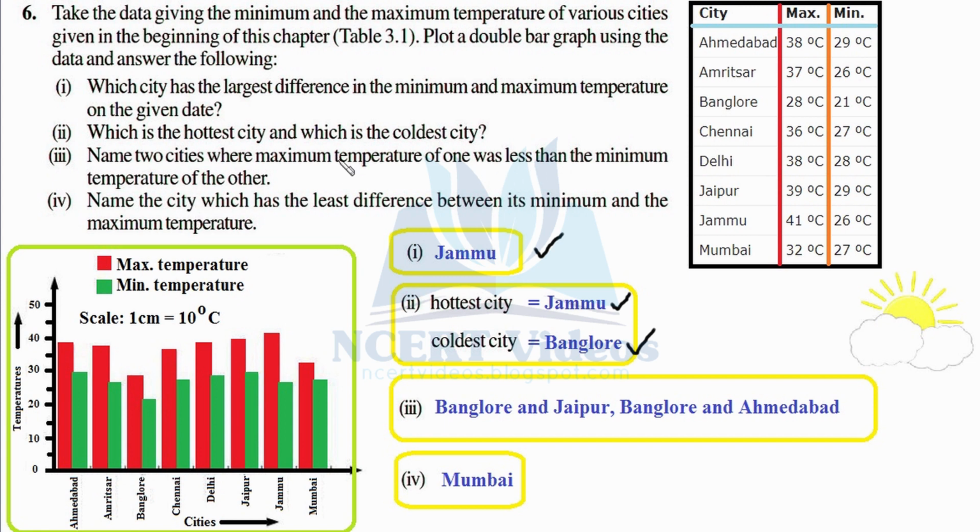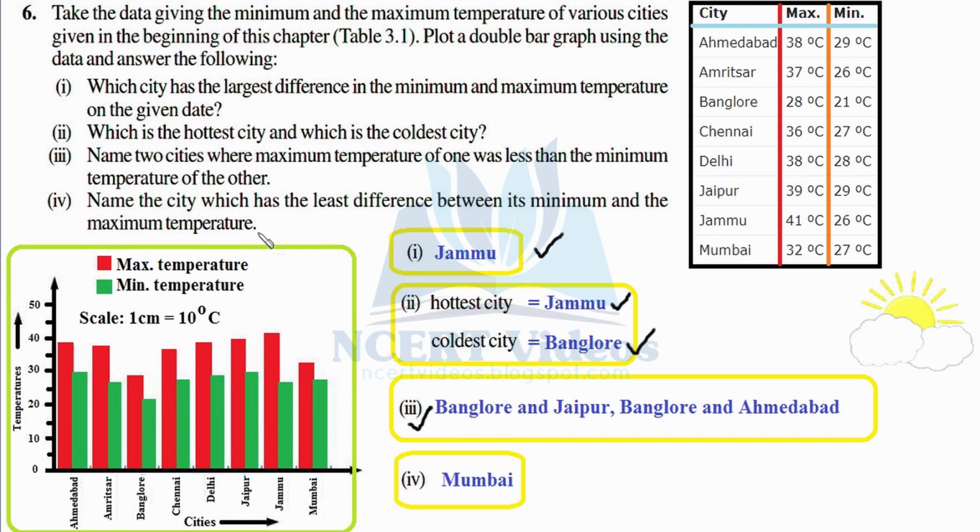Well, what is this question asking for? It means that you have to name two cities where the maximum temperature of the first city is less than the minimum temperature of the other city that you have chosen. So if you choose Bangalore and Jaipur, this is Bangalore, here the maximum temperature is this, which is less than the minimum temperature of Jaipur. So here is your Jaipur, it is minimum. So this is what this question is asking for. Another pair we can take is again Bangalore and Ahmedabad. And you can see that this is the maximum temperature of Bangalore, which is smaller than the minimum temperature of Ahmedabad. So these are two pairs.